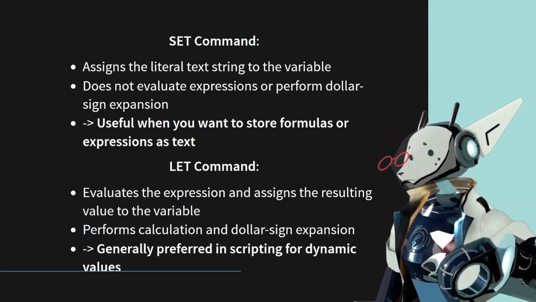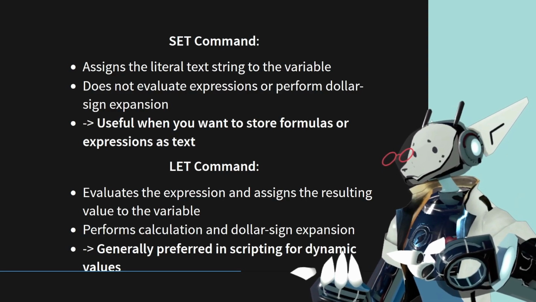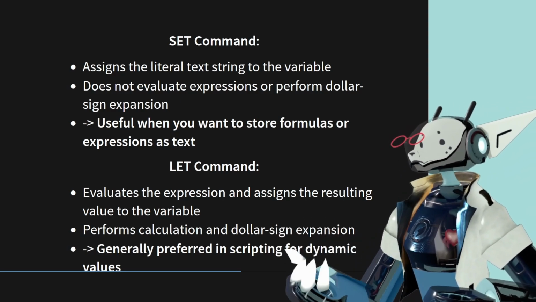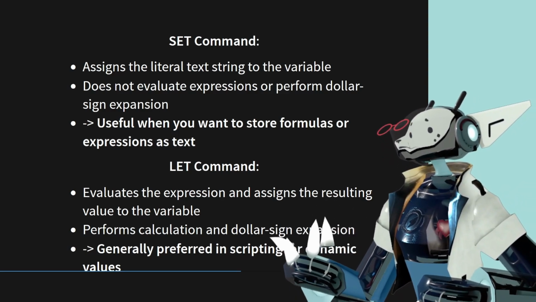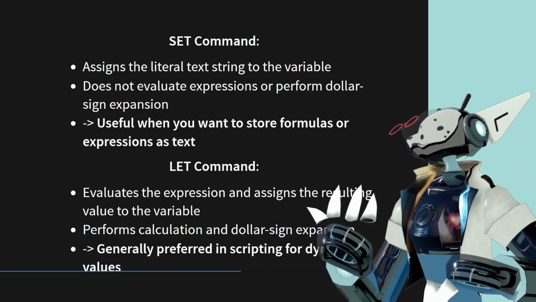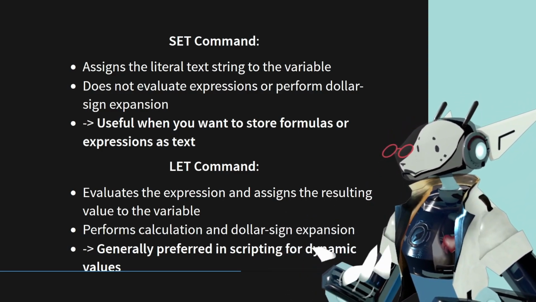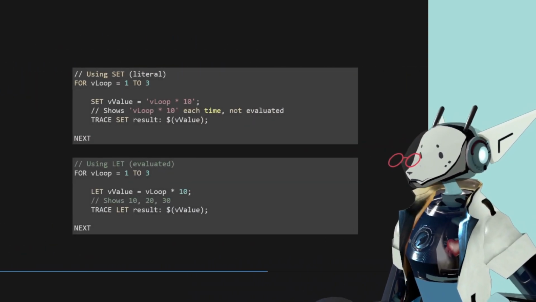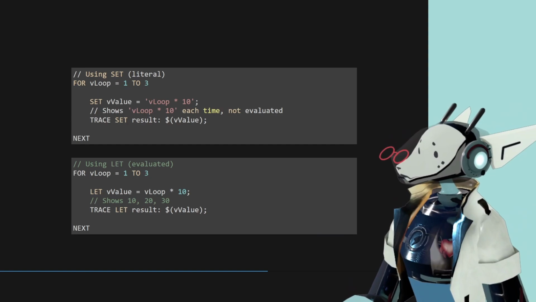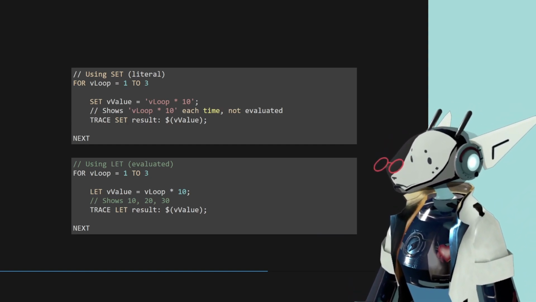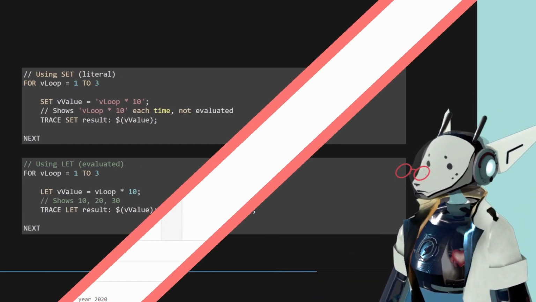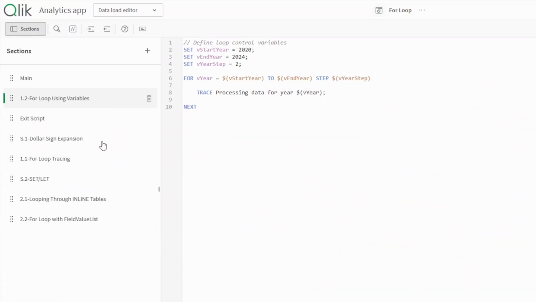We just cared about numbers like 2020 and 2023 in our previous example. Very easy use for set. Let, however, evaluates the expression and assigns the resulting value to the variable. It performs calculation and $sign expansion for you and is generally preferred in scripting for dynamic values. Let's see how they behave differently inside of a loop. Understanding this distinction helps prevent common errors in your Qlik scripts, especially when you're working with loops and dynamic expressions, but it's always easier to show than tell.